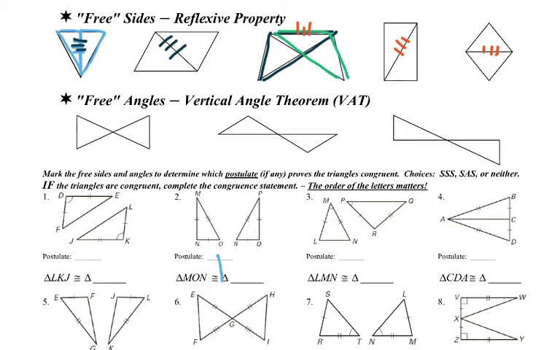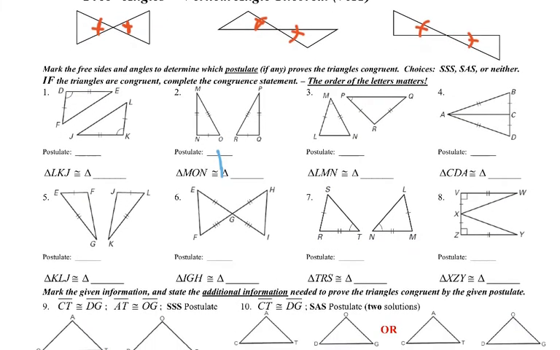A free angle is going to happen with vertical angles. You remember that when lines cross, you get two angles across from each other that are always equal, that are called vertical angles. We're going to know those angles are equal kind of for free, the vertical angle theorem.